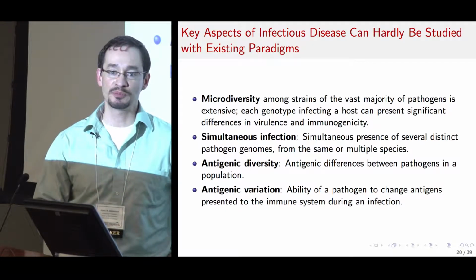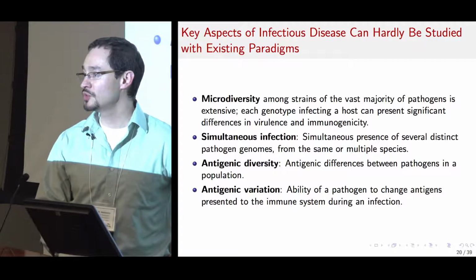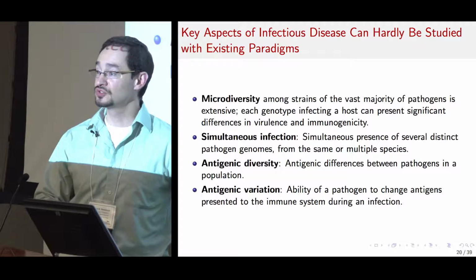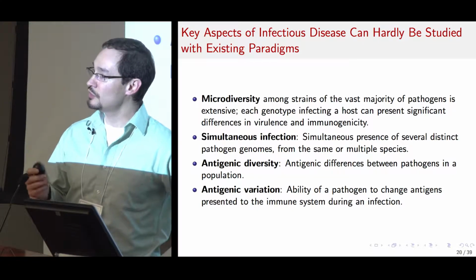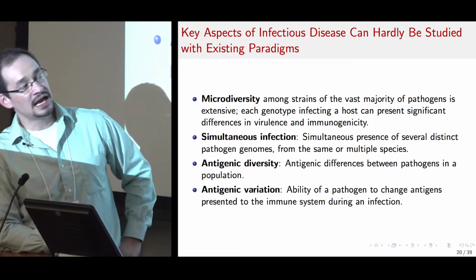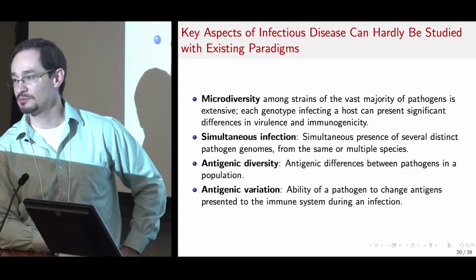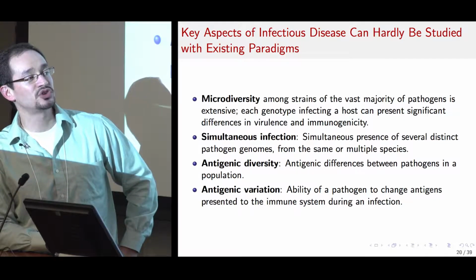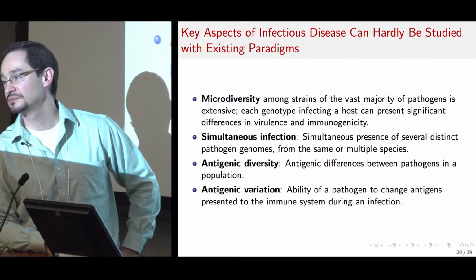MAPIC and the isomer projects will finish simultaneously by 2017. At that point, we hope that we will have enough data to produce a comprehensive model that goes from molecules to the continental scale. But we have a problem, and it's that the current models do not work for several reasons. One of those reasons, or probably the most easy to understand for a biological audience, is this. You have microdiversity, you have simultaneous infection, you have antigenic diversity, and you have antigenic variation.